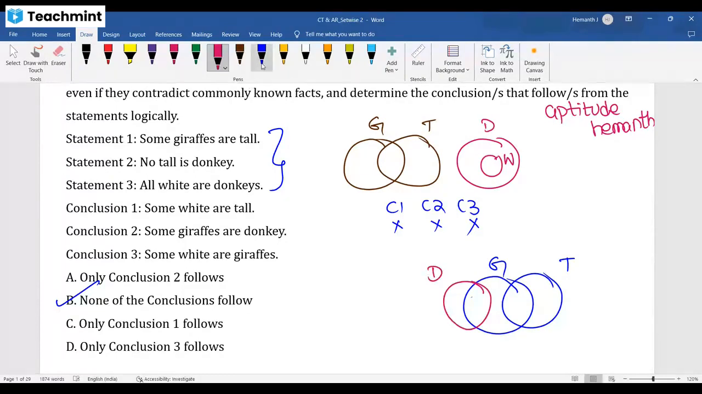Then they mention all whites are donkeys. You can draw it like this also, that's what I'm telling you. It's not only one way. You can draw in many ways like this, and it still satisfies the statement. I just want to trigger your minds that these are different ways of drawing the diagram. Clear?